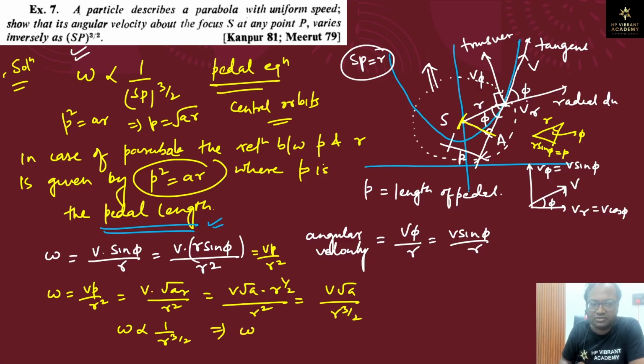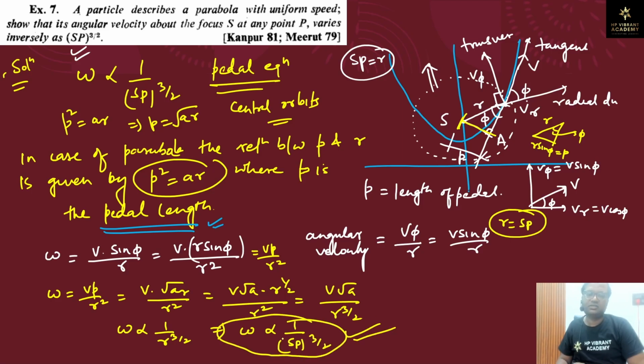This means the angular velocity is proportional to 1 upon, and what is this r? R is equal to SP. So 1 upon SP whole to the power 3 upon 2. So what is being asked in the question is that the angular velocity varies inversely with SP to the power 3 upon 2.